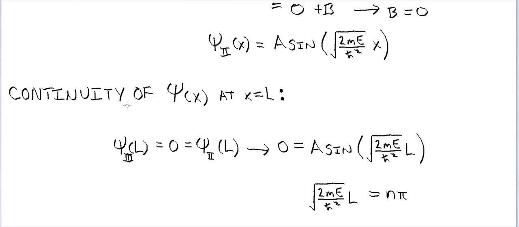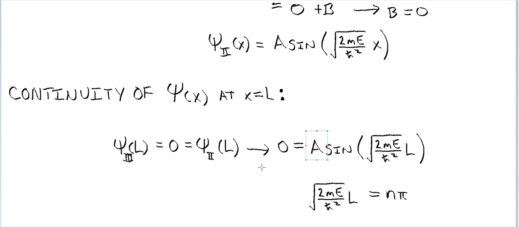So if we look for continuity of psi of x at x equals L, psi of region 3 of L is equal to 0, and that also means that psi of region 2 at x equals L also needs to equal 0. So we have that 0 is equal to a sine of radical 2mE over h bar squared, which is k, times L, end quantity, right? There's a couple ways this could turn out. We could let a be equal to 0.